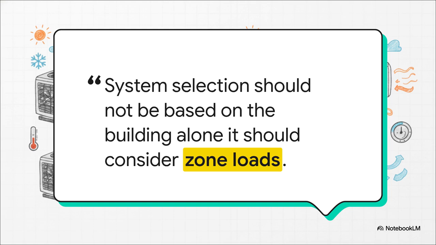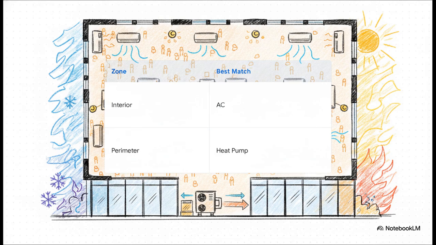This highlights a closely guarded industry secret that even seasoned HVAC professionals get wrong all the time. Choosing between an AC and a heat pump should not be based on the building as a whole. It is entirely about the specific zones within that building. Just picture a crowded, modern office building for a second.